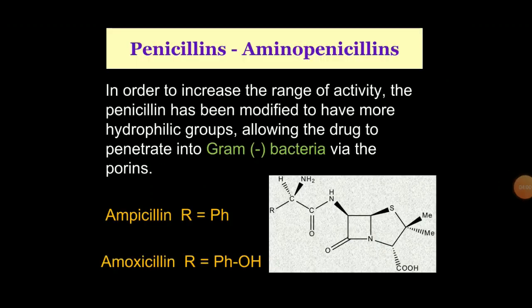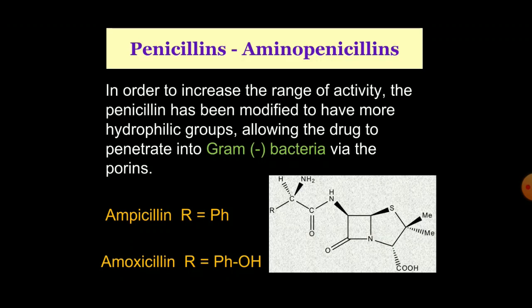In order to increase the range of activity, the penicillin has been modified to have a more hydrophilic group, that means having affinity towards water, and it allows the drug to penetrate into gram-negative bacteria via the porin channels. What was the limitation of natural penicillins? Those are predominantly active on gram-positive bacteria. But these aminopenicillins are not only active on the gram-positive, their spectrum is increased towards gram-negative bacteria.